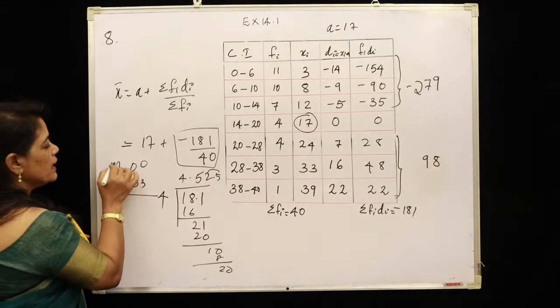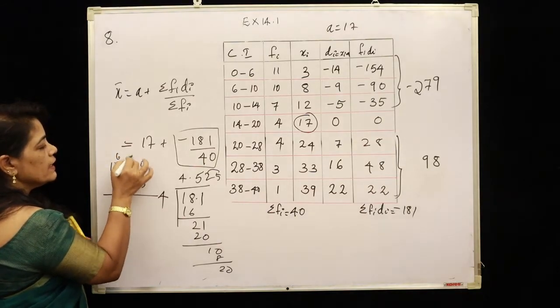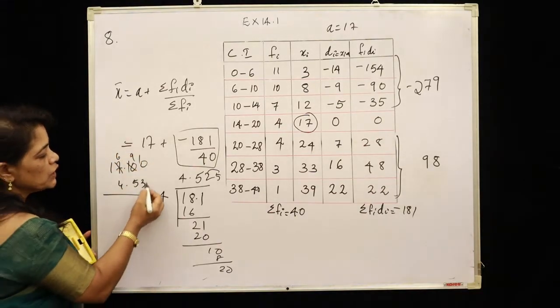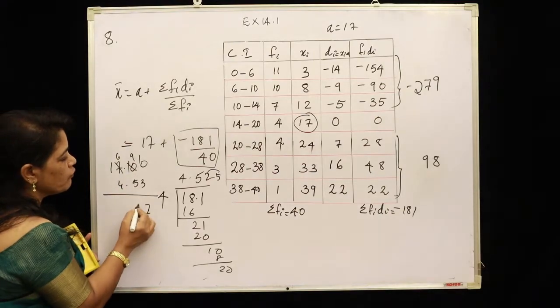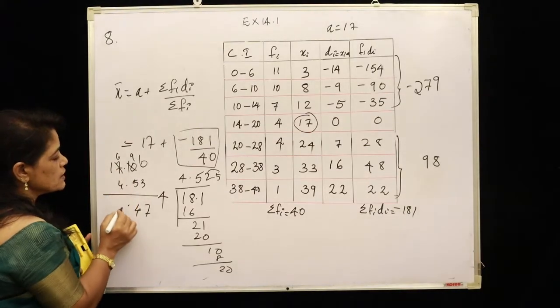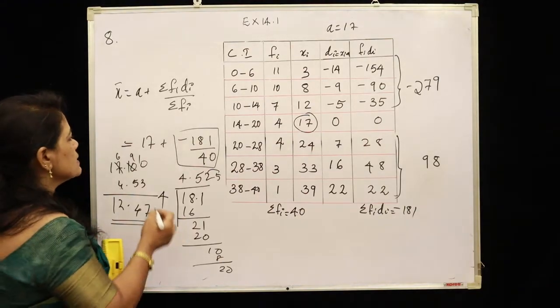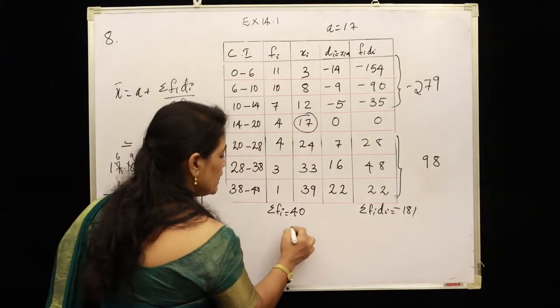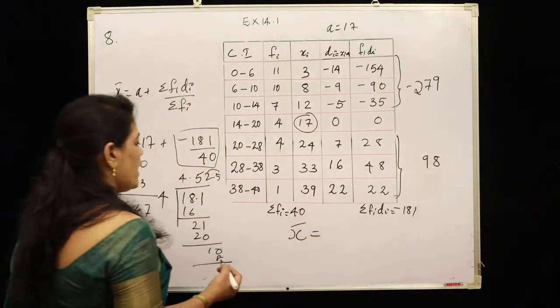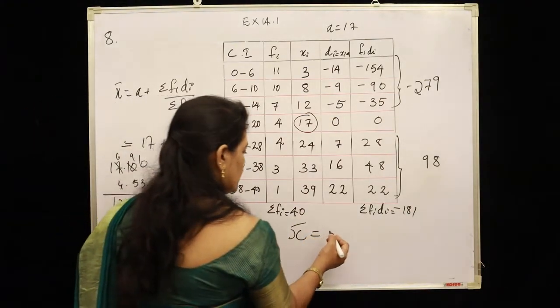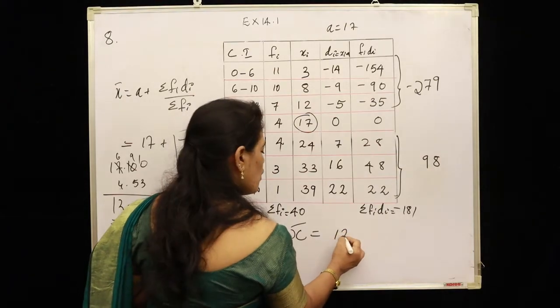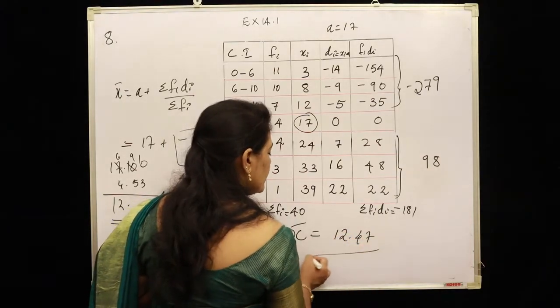We are going to subtract. Okay, so 6 and 10 and 10. So 3 to 10, 7, 5 to 9, 4. 4 to 6, 2 and 1, that is 12.47, which is X bar. The mean number of days absent for a student is 12.47 days.